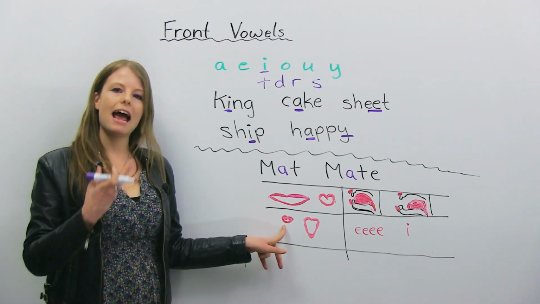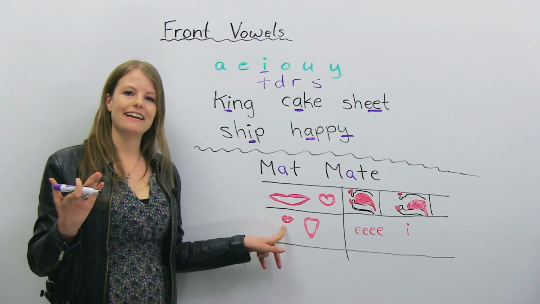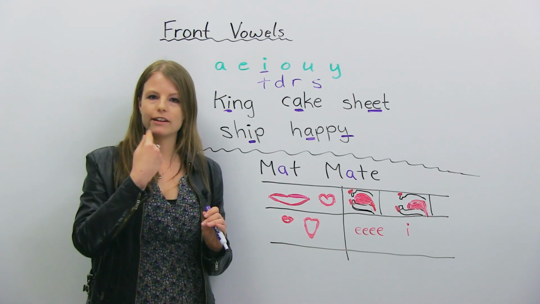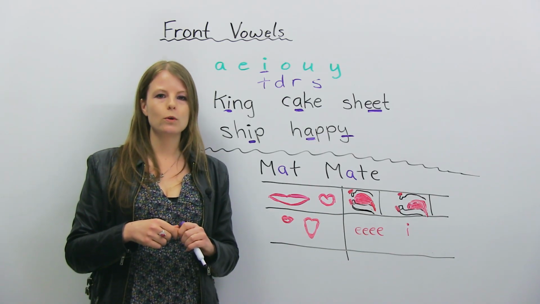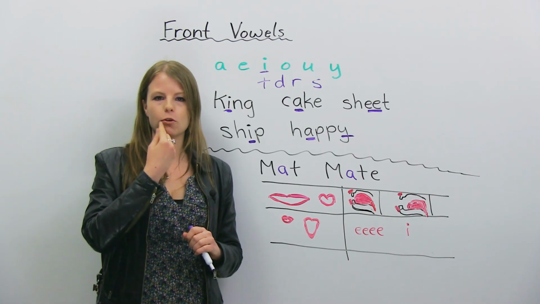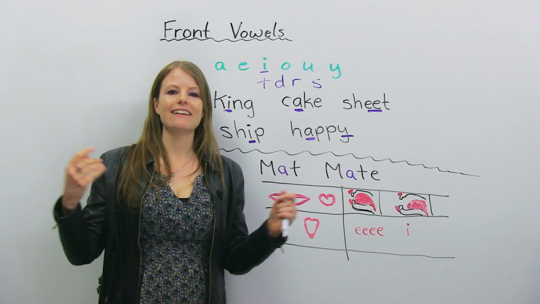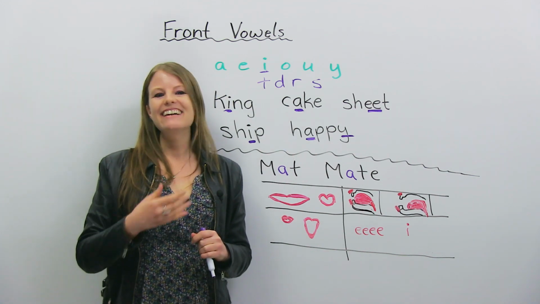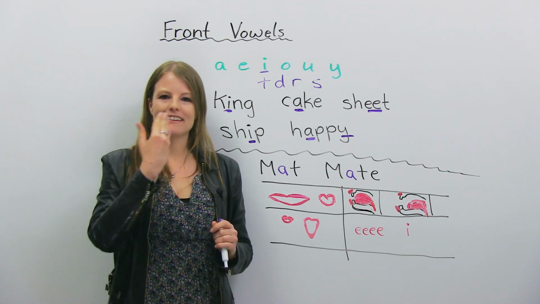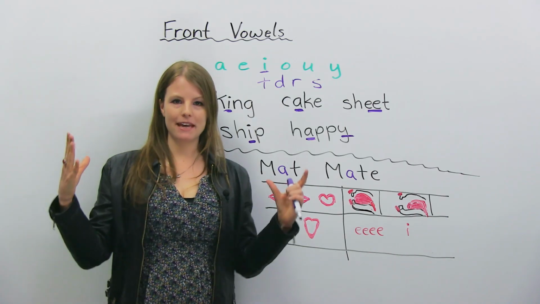You also need to think about how big your mouth is. Is it very small, the hole in your mouth? For example, ooh, there's not a big hole, it's a small hole. Or is it really big, like ah, okay? So think about how big is the opening of your mouth. Is it big or small?